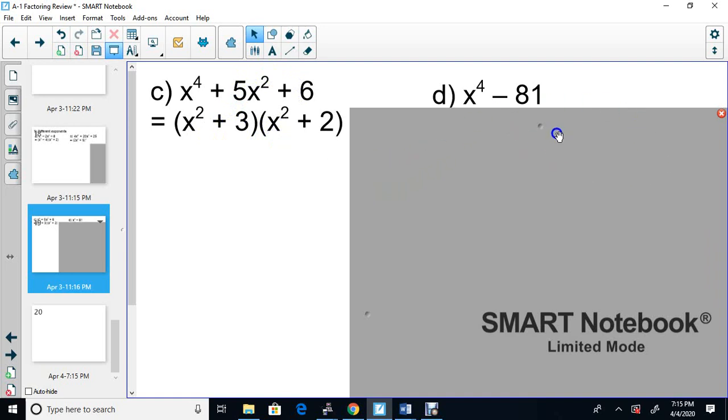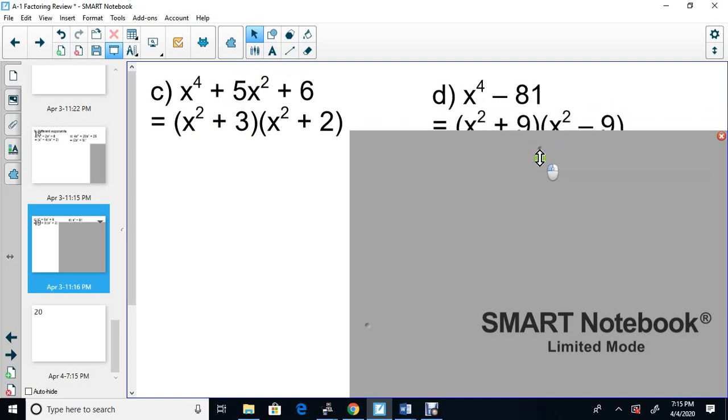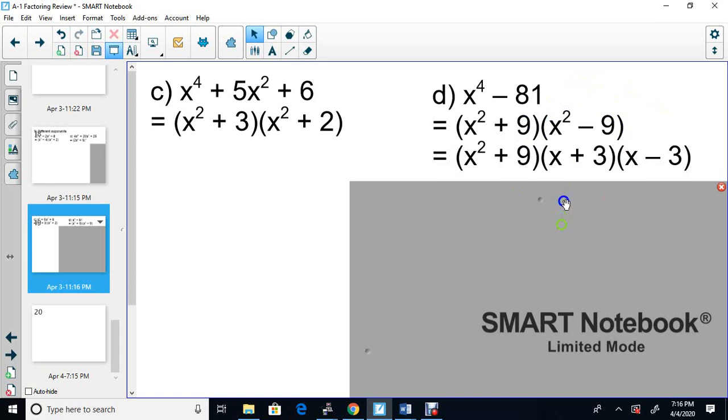Okay, this last one's a bit of a trick because it's a difference of squares. So most people get to here, they say, oh yeah, square root of x to the 4th is x squared and x squared. Square root of 81 is 9 and 9, and they put a plus and minus in between. But look at this. Over here, you have another difference of squares. So you can do it again. You can square root, you put x plus 3 there, and square root that, and you get x minus 3. So you can do one extra step.